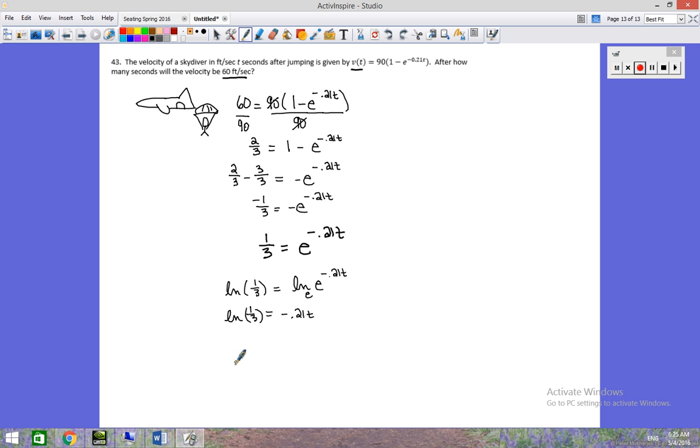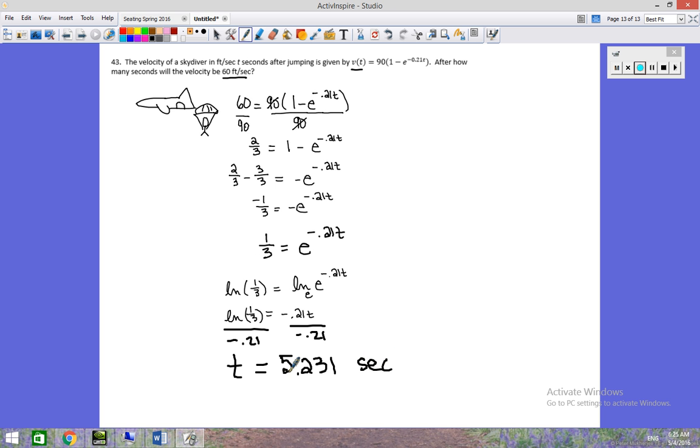So I'm going to write my t on the left-hand side. If I divide this side by negative 0.21, that cancels, that's just 1. If I divide this side by negative 0.21, I'm now going to let the calculator do the work. So if I key in my numerator, the natural log of 1/3, close that parenthesis after the 3, divided by, and now in parentheses I'm going to put negative 0.21, and you should get 5.213. And remember, that's in seconds.